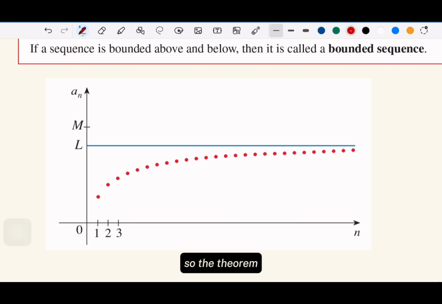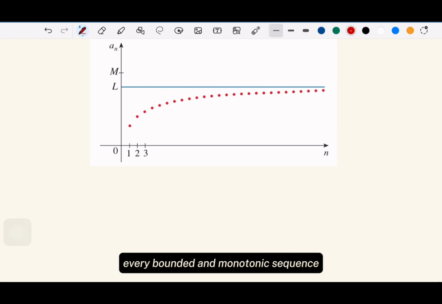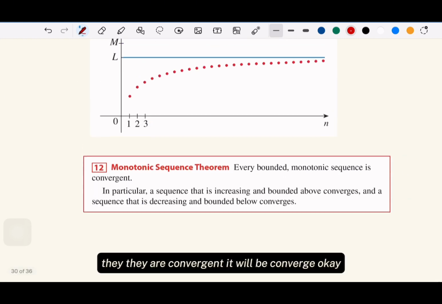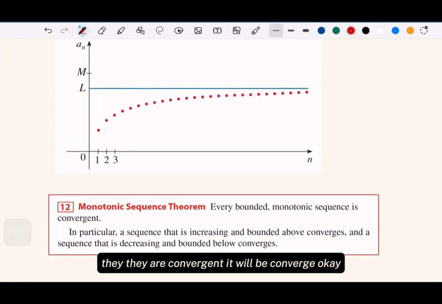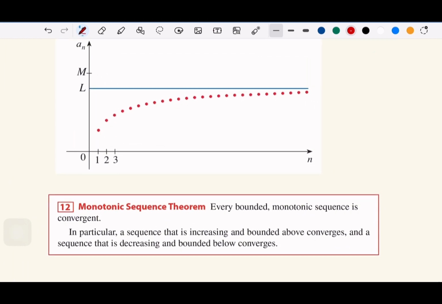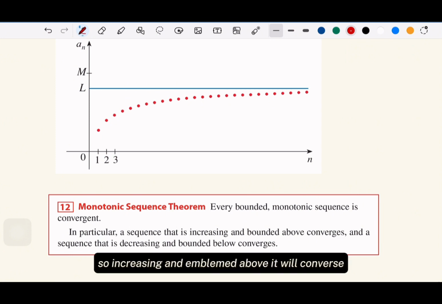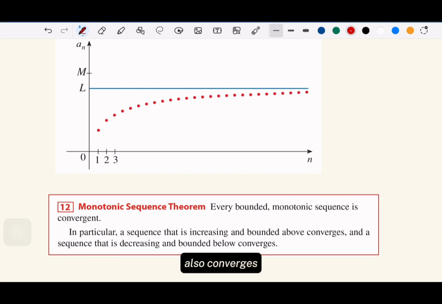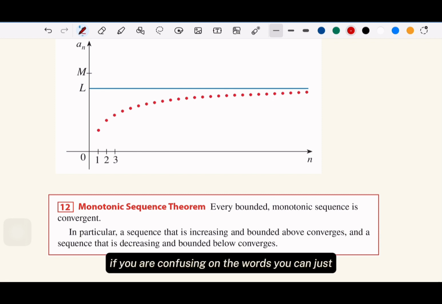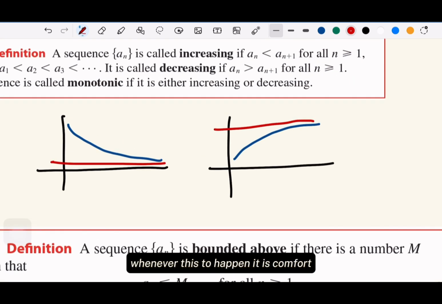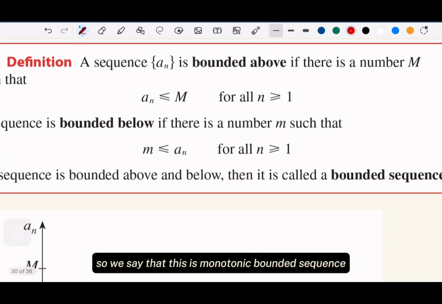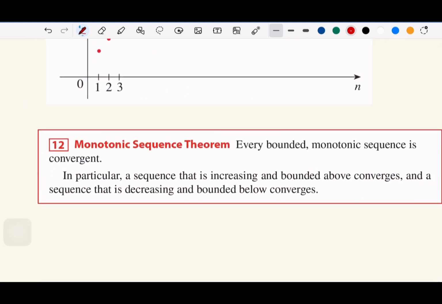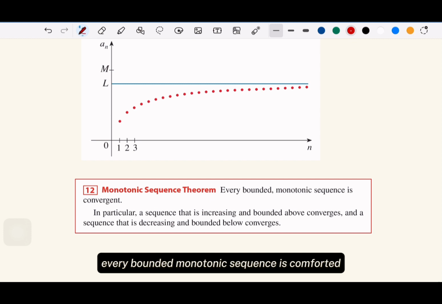So the theorem: every bounded and monotonic sequence is convergent. It will converge. So increasing and bounded above, it will converge, and decreasing and bounded below also converges. If you are confused by the words, you can just focus on these two graphs here. Whenever these two happen, it is convergent. So we say that this is a monotonic bounded sequence. Every bounded monotonic sequence is convergent.